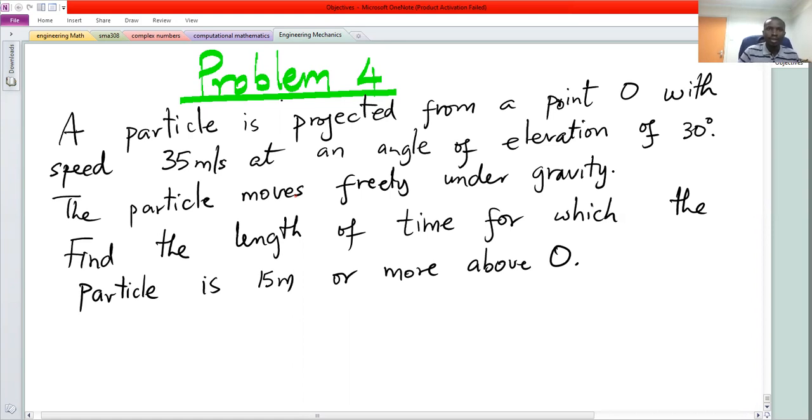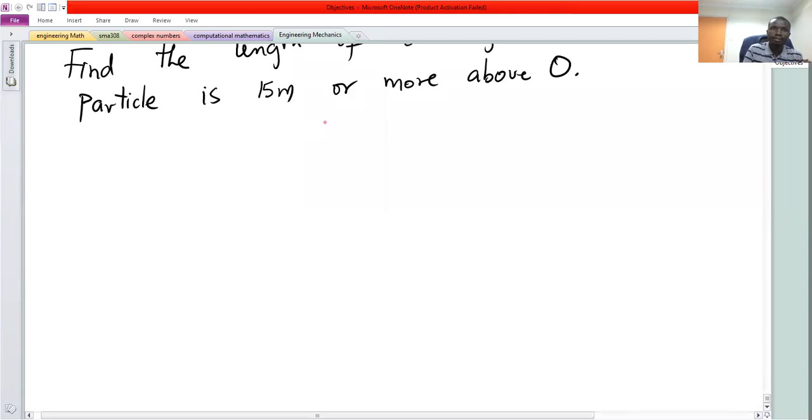Now, it is always good manners to draw a sketch representing the information given in the question before you start breaking the question into sub-bits to enable you to solve it with ease. So, solution. Let's draw the sketch.